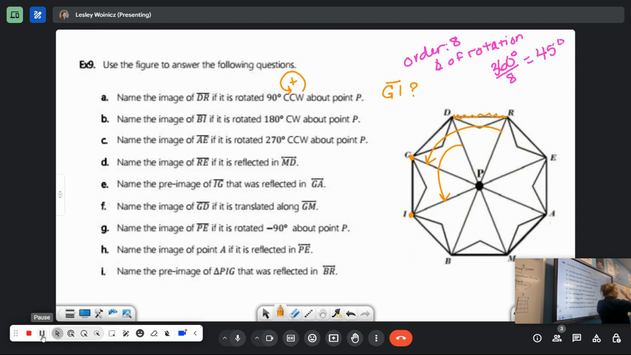No, because the order tells me the corresponding parts of the image and pre-image. The order matters. So I have to say GI. Wait, IG. Oh my gosh. Which one is it? IG? Okay, not GI. All right.